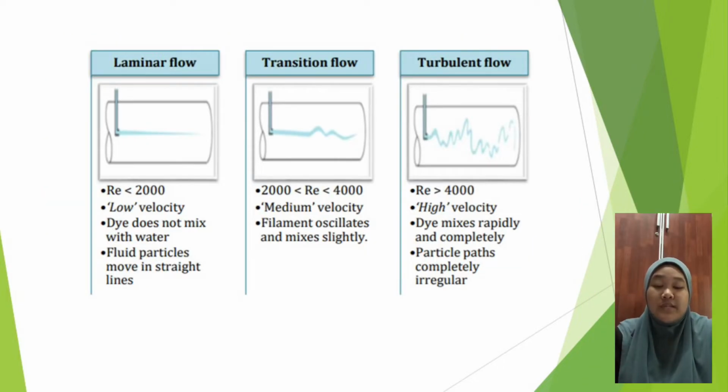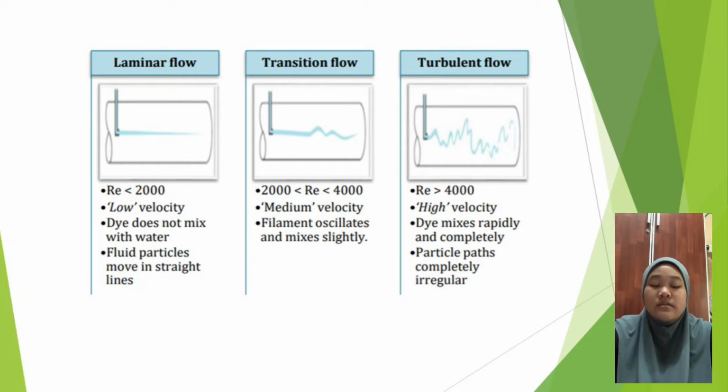Today, I want to present about laminar flow, turbulent flow, and transition flow. First, laminar flow. Number 1, Reynolds number less than 2000. Number 2, low velocity. Number 3, dye does not mix with water. Number 4, fluid particle moves in straight line.